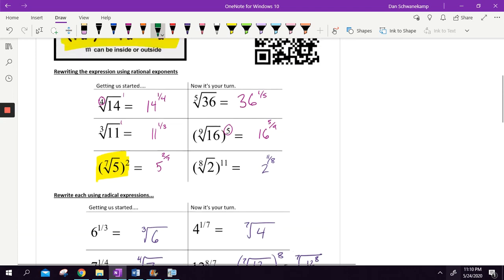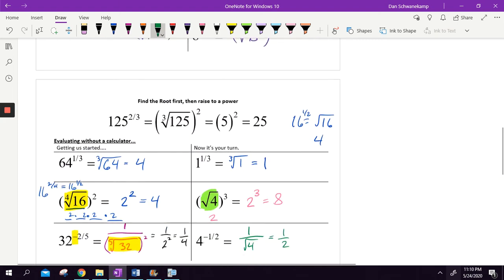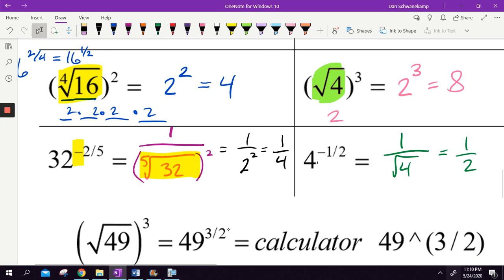Again, the key to this is understanding this transformation. The 7th root of 5 squared is the same thing as 5 to the 2/7. The other thing that I would want you to pay attention to is this one, 32 to the negative 2/5. That can be scary. The negative puts it on bottom. The 5 is the root. When you evaluate this thing, do the root first.